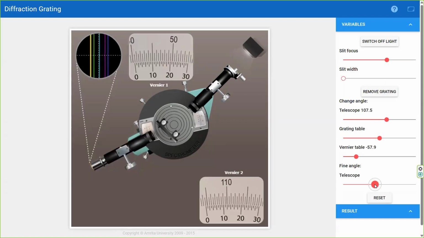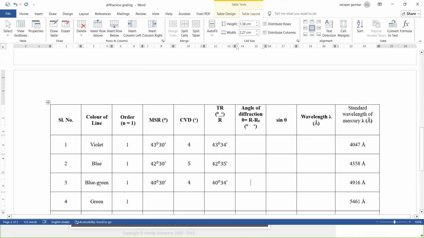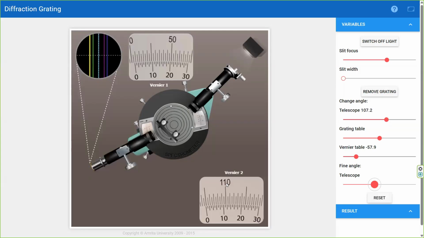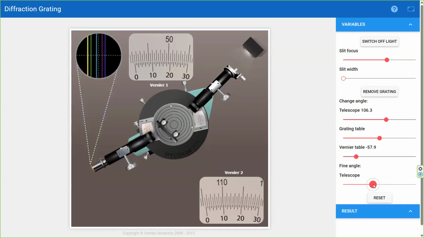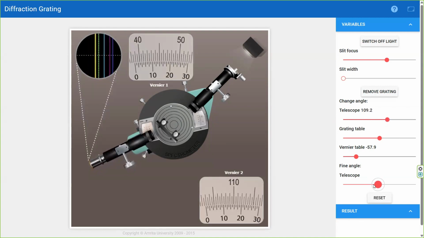Now I will focus it to blue-green and note the reading here. It is 40 degree 30 minute. The CVD is 4 again. And I have taken the reading for green. And finally, I will focus this to the yellow line. The crosswire is exactly matched to the yellow line. And note the reading here.